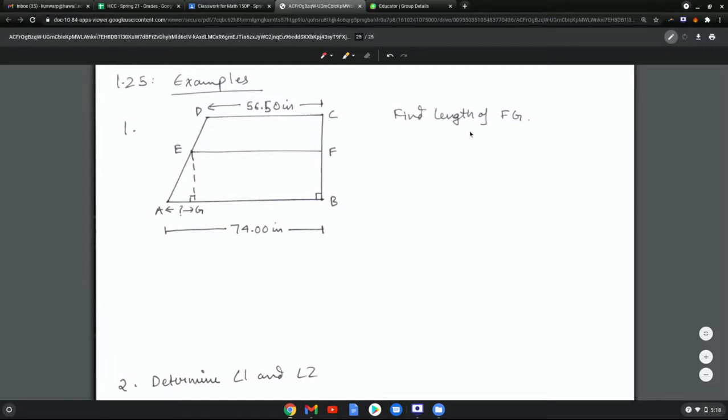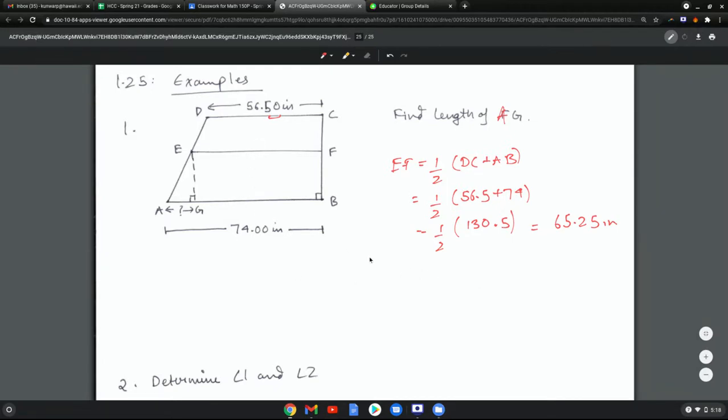You're given certain dimensions and you're asked to find the length of FG. This should say AG. Alright, so let's go ahead. We know we can find EF because it's just the average of DC and AB, which is 1/2 of 56.5 plus 74 inches, which is 1/2 of 130.5. Now we're working with 2 places of decimal, so this would come out to 65.25 inches. Hopefully my calculation is correct.